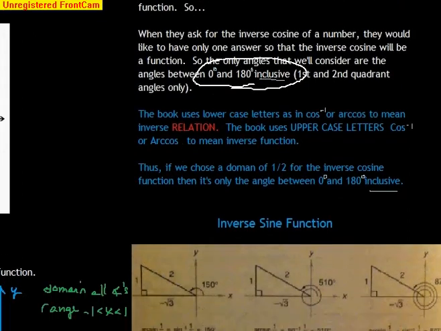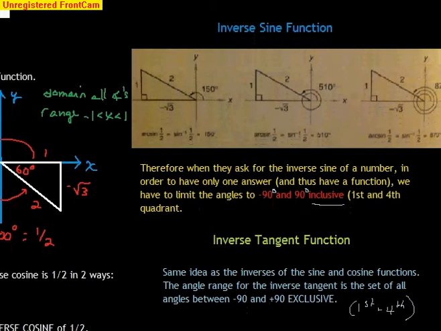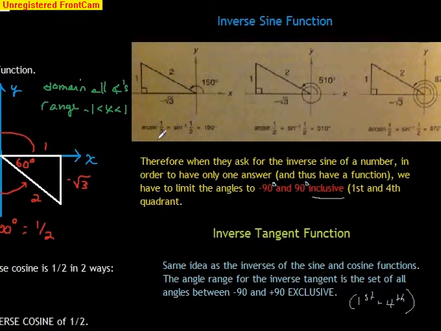Okay, quickly we'll do the sine function. It's the same thing. If I ask you for the inverse sine of 1/2, which means the angle whose sine is 1/2, you're going to get multiple answers. You're going to get 150 degrees, or you go the whole way around and get 510. If you go around two times, it could be the angle 870. Therefore, when they ask for the inverse sine of a number, in order to have only one answer, and thus have a function, we have to limit the angles.